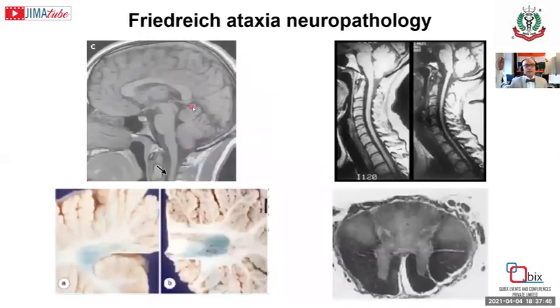The pathology of Friedreich's ataxia showing the cerebellar syndrome, cerebellar atrophy, spinal cord atrophy, the significant atrophy of the posterior columns that you can see out here, and the dentate nucleus very much markedly atrophic.